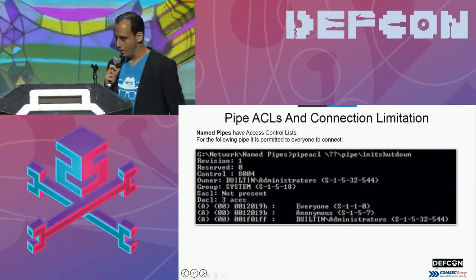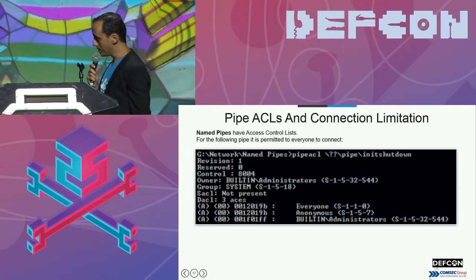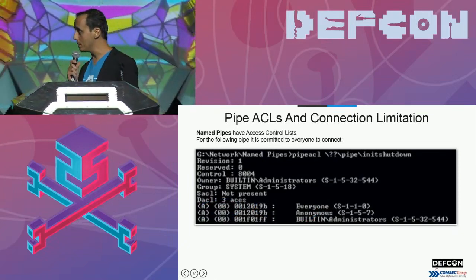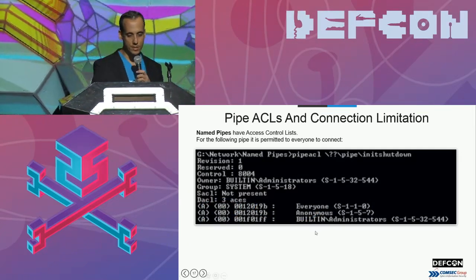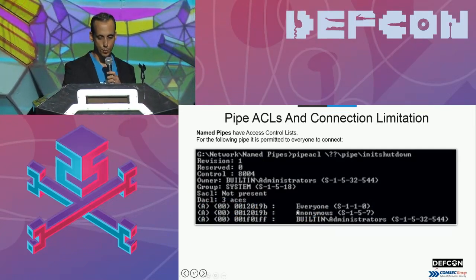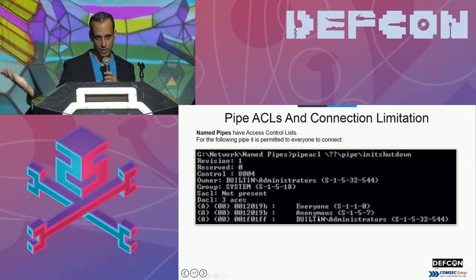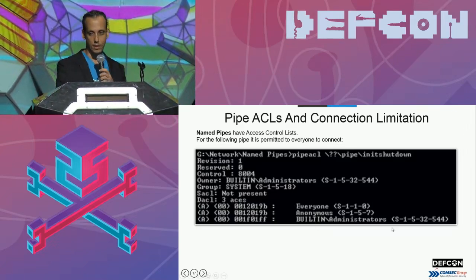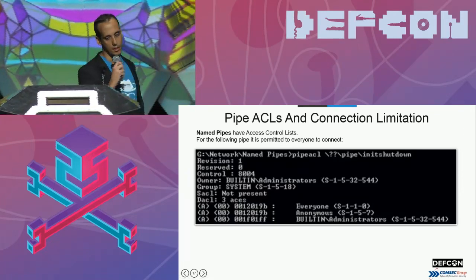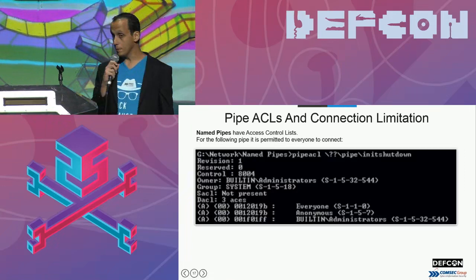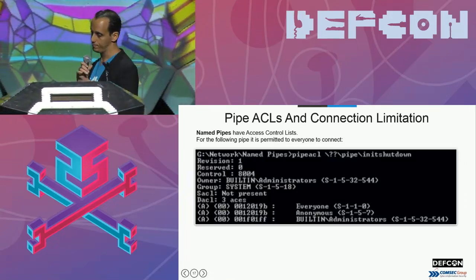So here is a named pipe, for example. This is a Windows built-in named pipe. It is called InitShutdown, and you can see that the permissions for this named pipe are Everyone, Anonymous, and Administrators, which actually has no effect because everyone can access it. So anyone can access the InitShutdown named pipe, and this is a built-in Windows operating system named pipe.